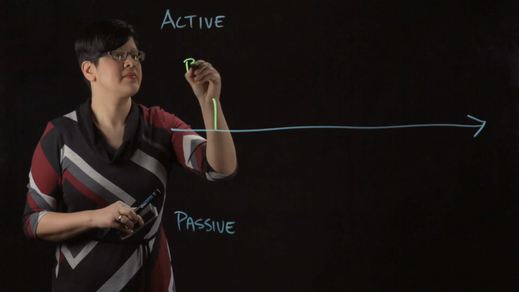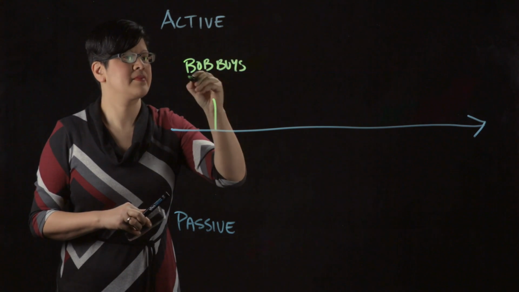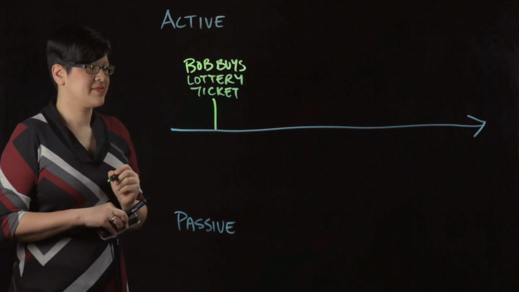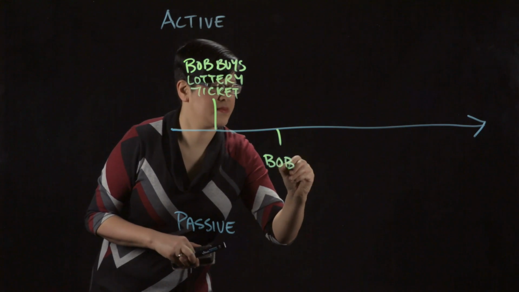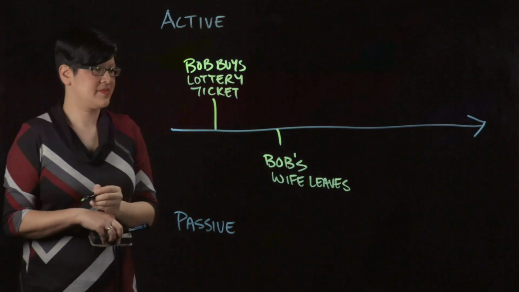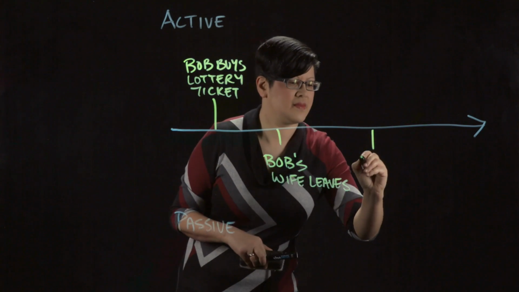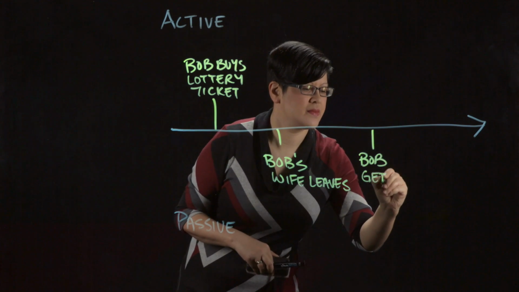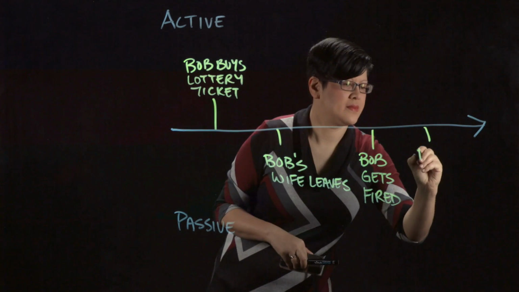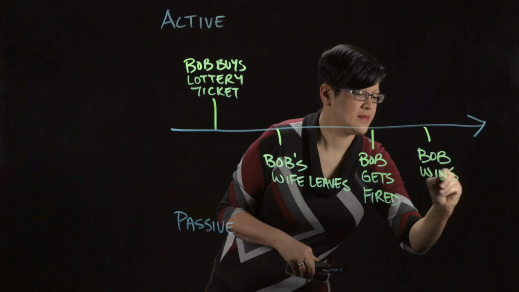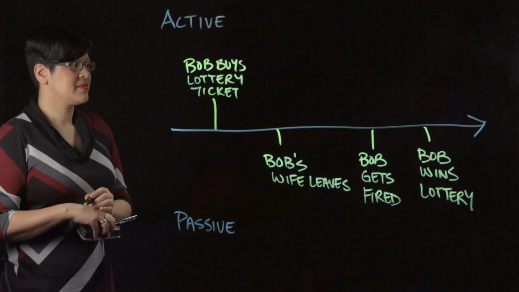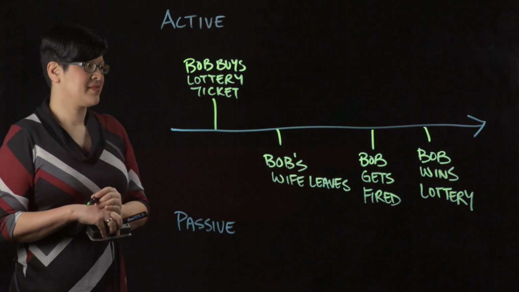So let's say our character is Bob, and in the first part of our novel, Bob does a few things. Bob buys a lottery ticket. Bob's wife leaves him. Bob gets fired. And Bob wins the lottery. You can see already that we've got too many passive events in our story.